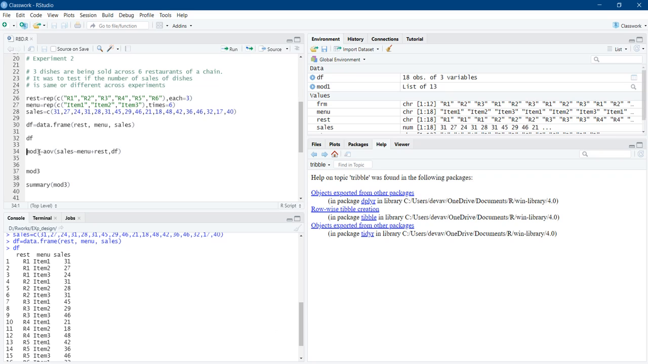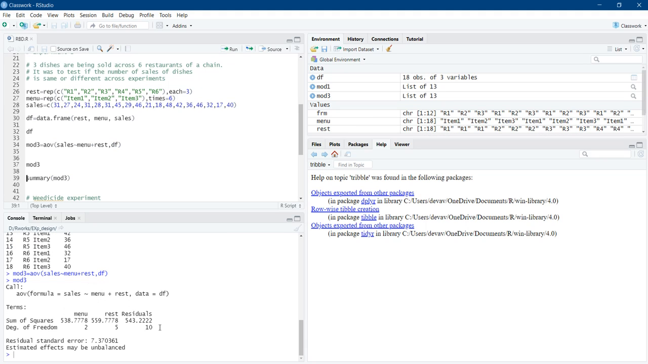We'll run the model. Model is analysis of variance. Sales is the response variable. Menu and restaurant are the explanatory variables. And this data comes from the data frame DF. We'll run this mod 3. Here the ANOVA results are there, but we are more interested in probability. Therefore, we'll look for summary.